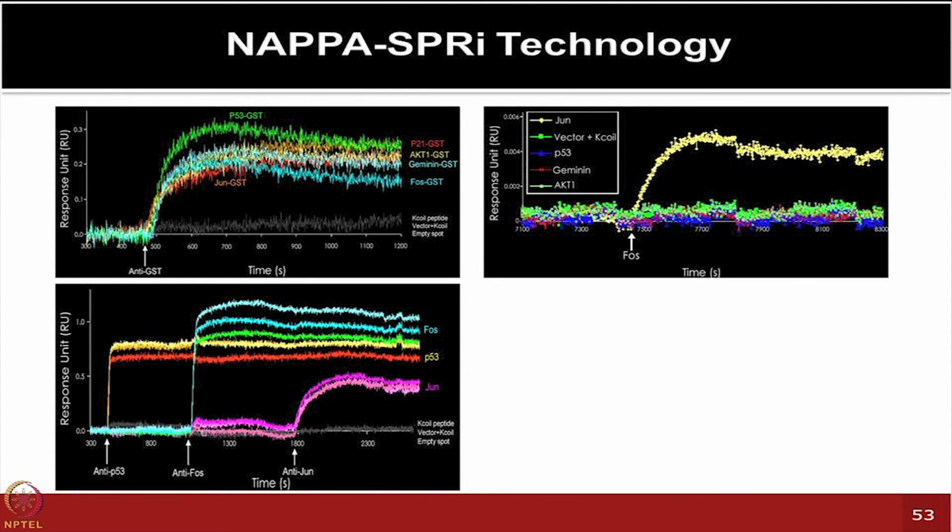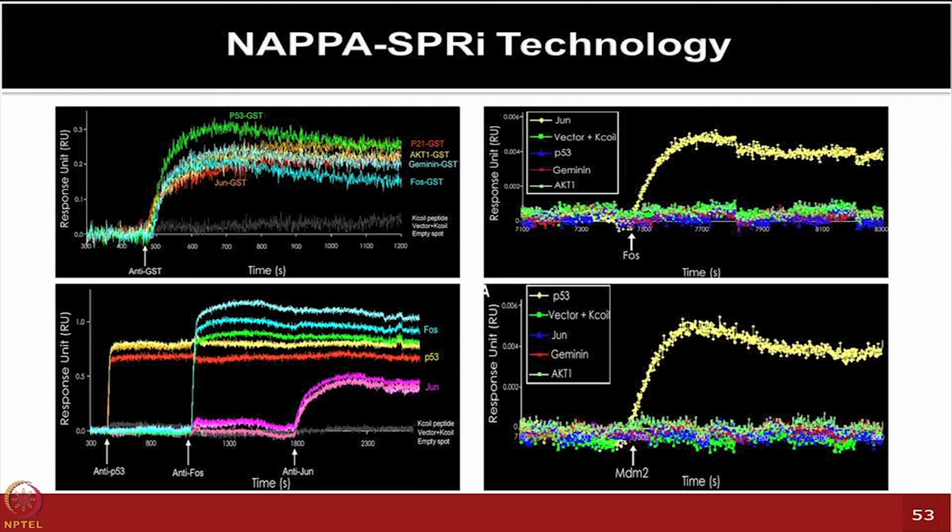And then some protein interactions were tested using Jun and FOS as a pair. FOS was injected and Jun was printed as the cDNA on the chip, and there was some binding observed. Similarly, MDM2 and p53 were tested, and those also showed some binding.